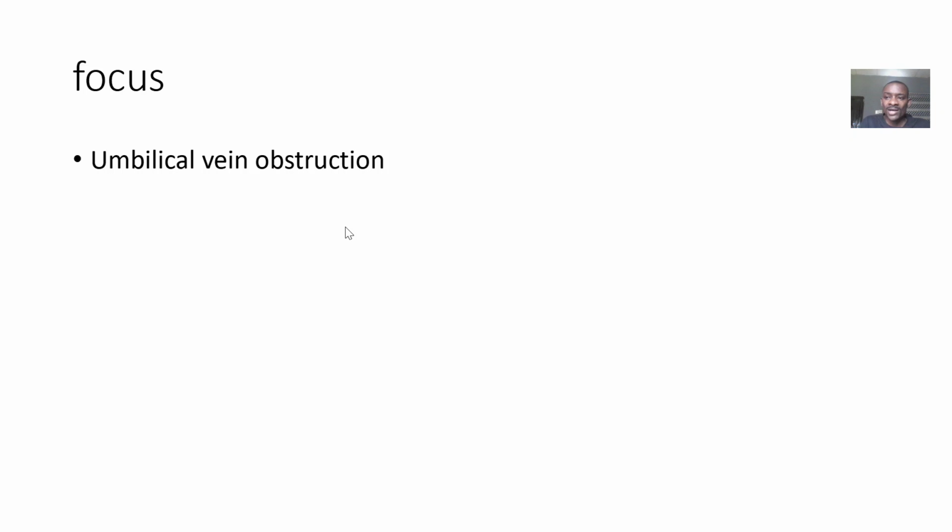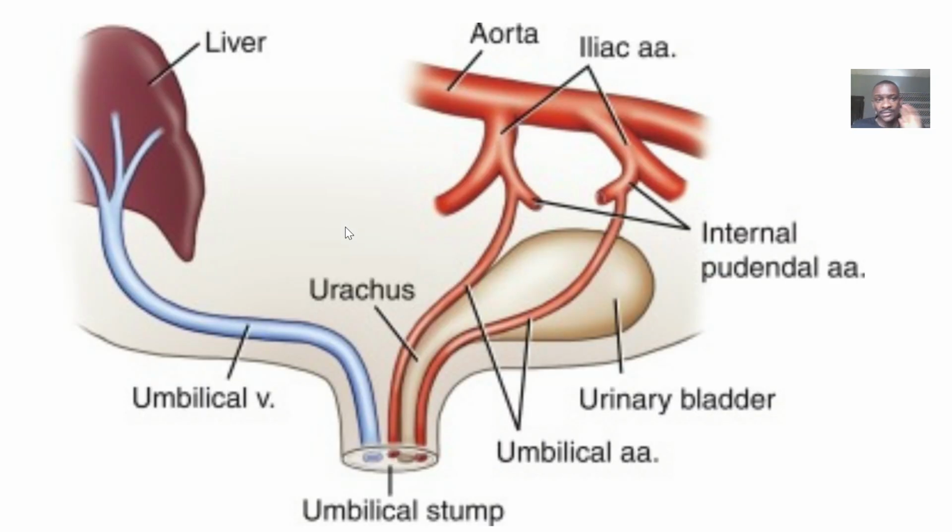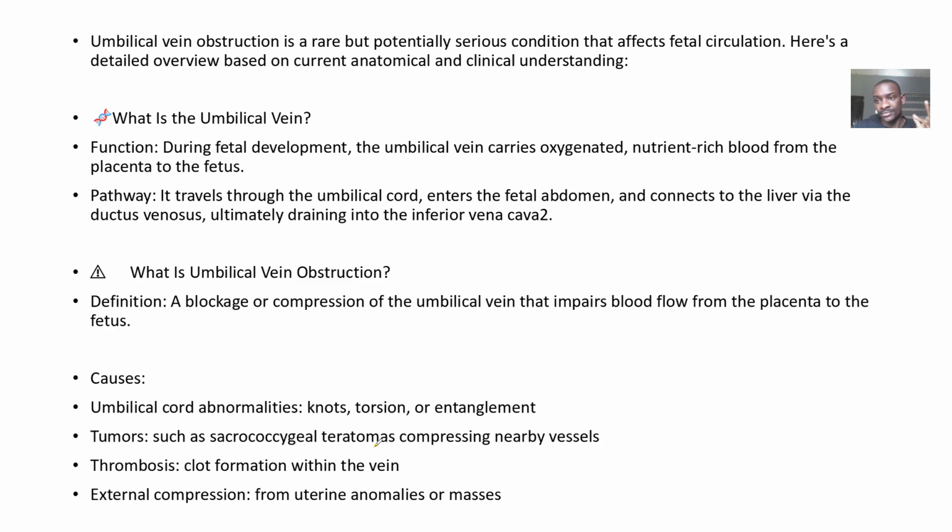So what will happen if there's an obstruction? All right. If you know the functions of the umbilical vein, you can infer what happens if there's an obstruction. These are the possible complications, because of course the functions will be cut off. You understand? This is the umbilical vein, this is the umbilical artery. So we're saying there's an obstruction in the vein. What will happen?